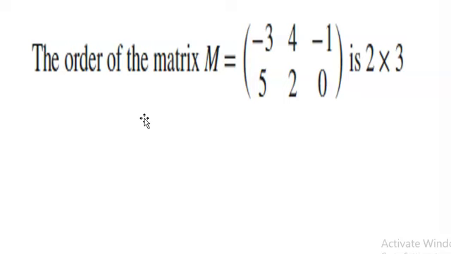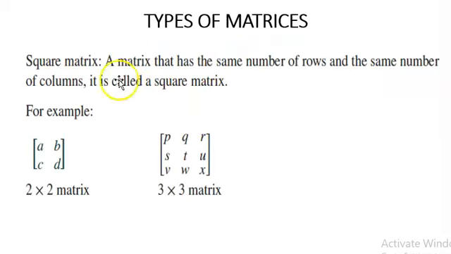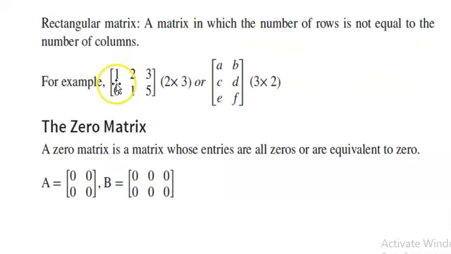Let's quickly look at types of matrices. The first one is a square matrix. Now, what is it? A square matrix has the same number of rows and then columns. So you can have 2 by 2, you can have 3 by 3. So a matrix with equal number of rows and columns is a square matrix. The next one is rectangular matrix. Here the number of rows is not equal to the number of columns. So 2 by 3 is an example. You can have 3 by 2, 3 by 4, 3 by 5 matrix. It has unequal number of rows and columns.